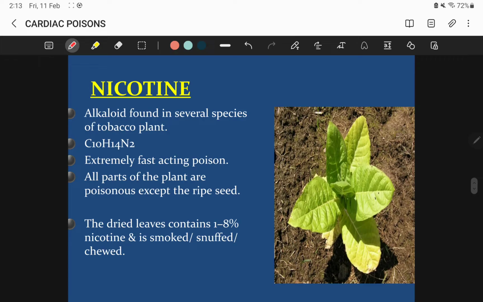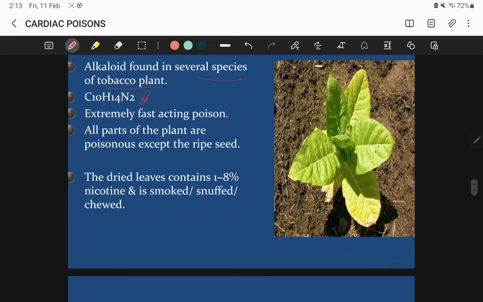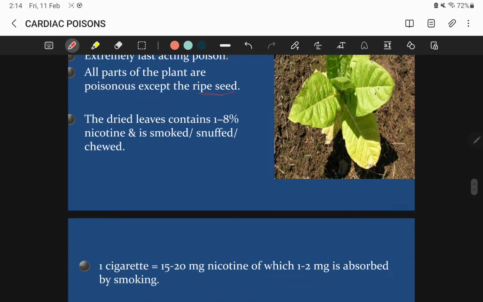Now let's move forward, not back, sorry. Let's move forward to nicotine. You know this very well, I think. It is an alkaloid found in several species of the tobacco plant. The chemical formula for nicotine is C10H14N2. It is an extremely fast-acting poison. All parts of the plant are poisonous except the ripe seed. So everything about the tobacco plant is poisonous, but only the ripe seeds are not. The dried leaf contains 1 to 8 percent of nicotine.